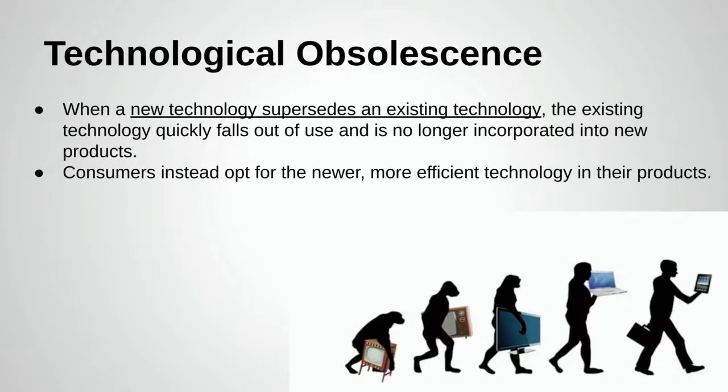Technological obsolescence. When a new technology supersedes an existing technology, the existing technology quickly falls out of use and is no longer incorporated into the new products. Consumers instead opt for the newer, more efficient technology in their products. For example, if you buy a new car, what are the chances it would have a tape deck or even a CD player in it these days?